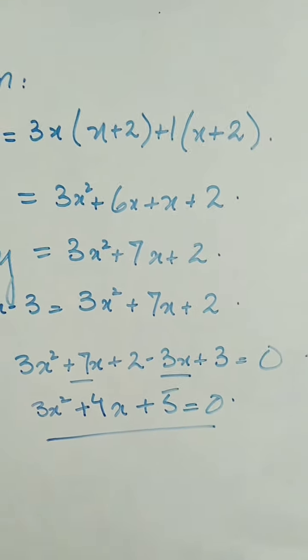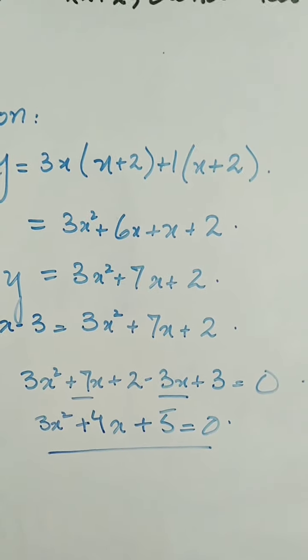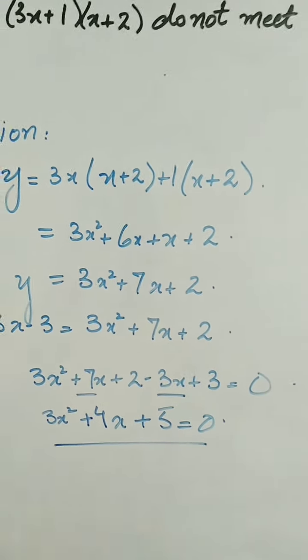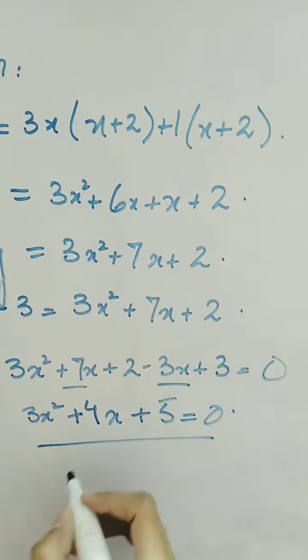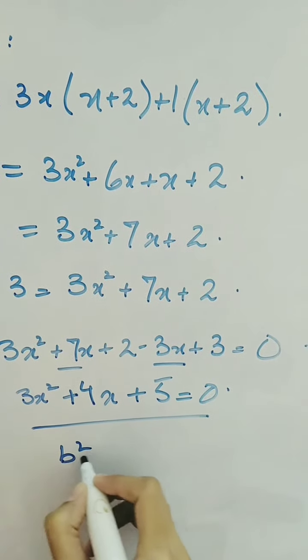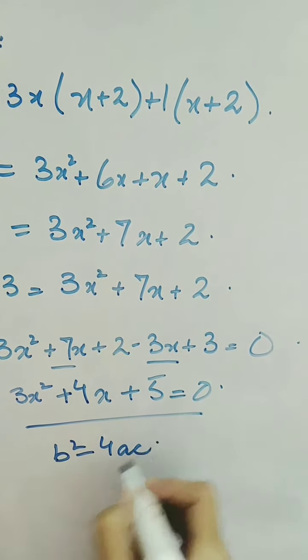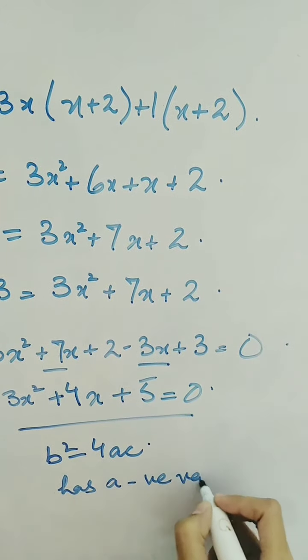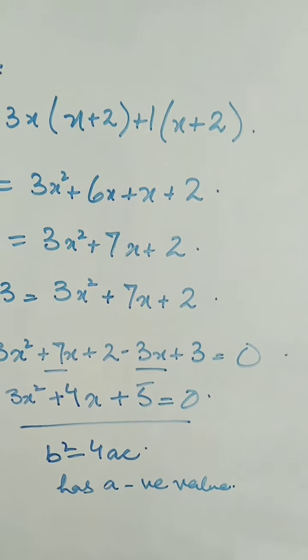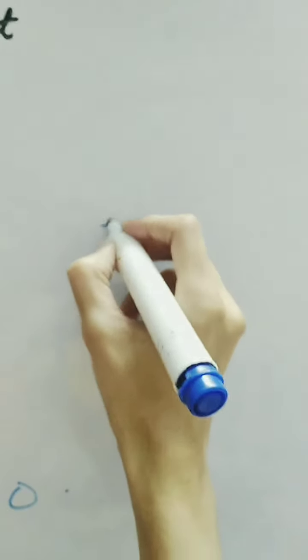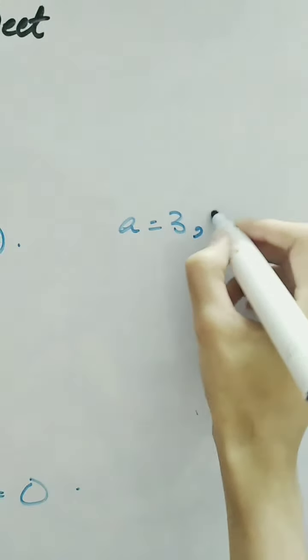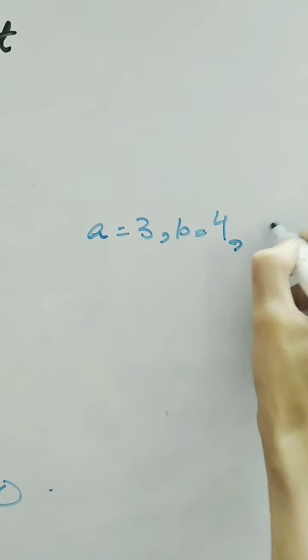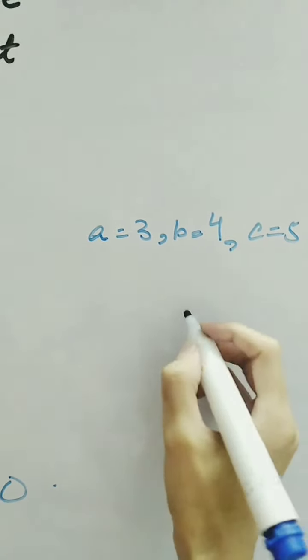Now we know that the condition in which the two lines or the curve do not meet can be determined when b squared minus 4ac has a negative value, which means that they don't intersect. Here a is equal to 3, b is equal to 4, and c is equal to 5.